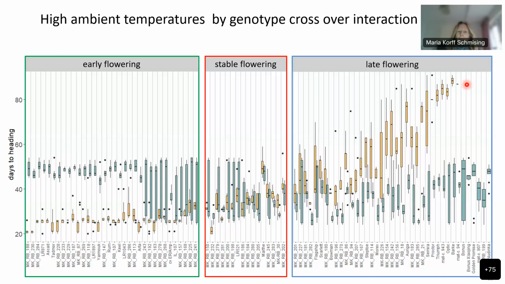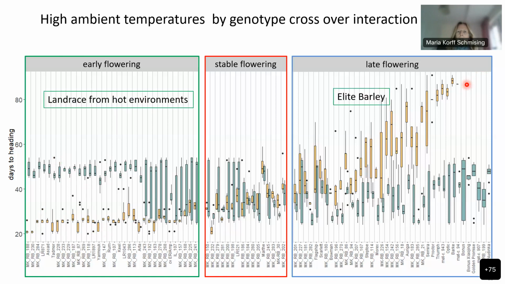And it wasn't completely random how these accessions were distributed. Those that accelerated flowering were mainly landrace genotypes from hot environments, and those that delayed flowering time or could not really flower were mainly elite barleys from Europe.